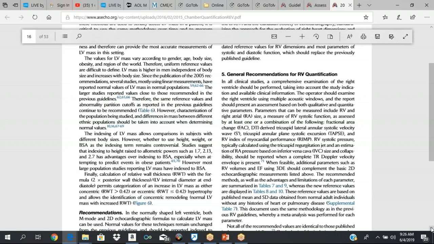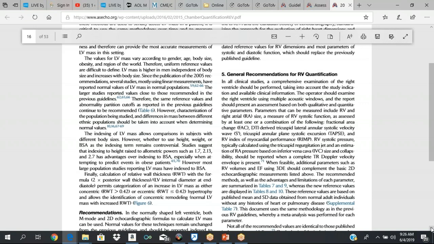When feasible, additional parameters such as RV volumes and ejection fraction using three-dimensional echo should complement the basic two-dimensional echo measurements as listed above. So if you have the three-dimensional echo package, then you can do your volumes and the ejection fraction, okay?